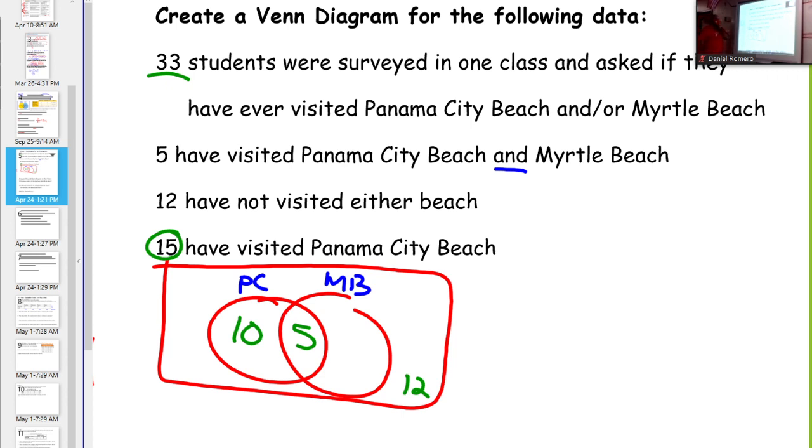Even though they're not telling you, we have enough now to know, because we know what the universal set is. How many went to only Myrtle Beach? Said 6. Okay, that's 6. 10, 5, and 12 add up to 27. And then they're going to ask us a few questions.